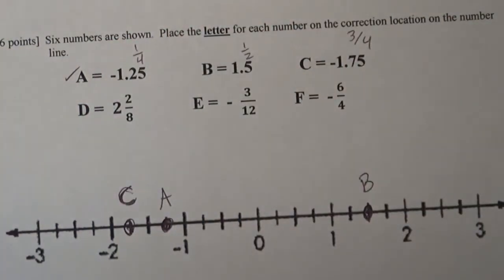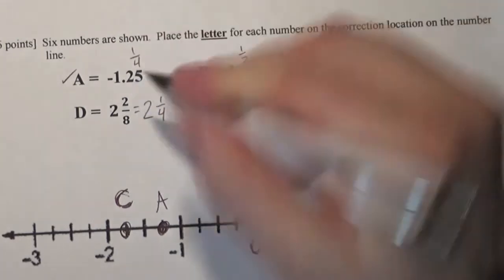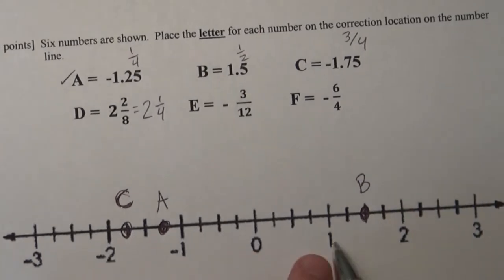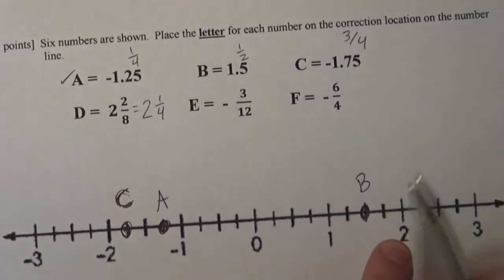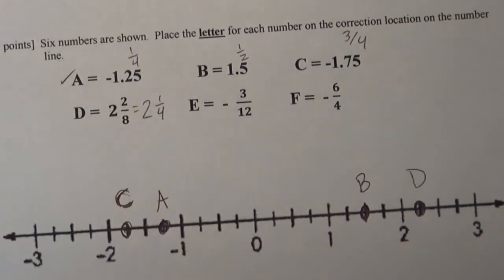This is 2 and 2/8. Ooh, throwing a curveball at me here. 2/8. Oh, man. I know that 2/8 is the same as 2 and 1/4 because I can reduce that down. When I look at 1/4, now I know what I'm talking about. I have 0, 1, here's 2, here's 2 and 1/4. That's letter D.